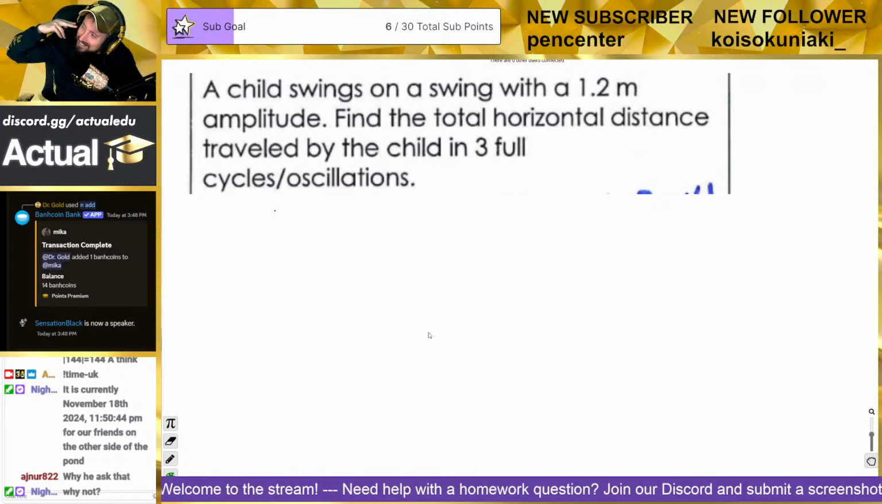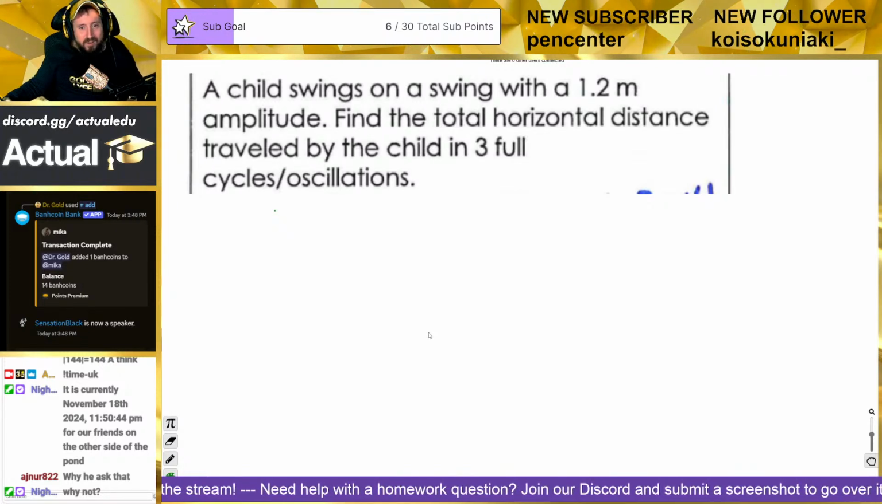Oh man. All right, where are we going? Oh, what's up, Ace? Okay, Ace, listen to your question. A child swings on a swing with 1.2 meters of amplitude. Find the total horizontal distance traveled by the child in 3 full cycles or oscillations.